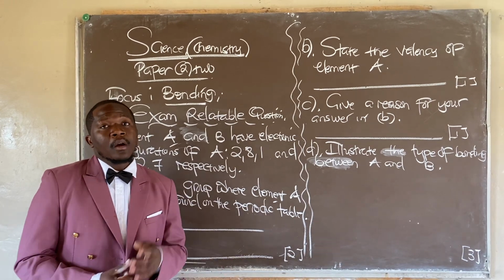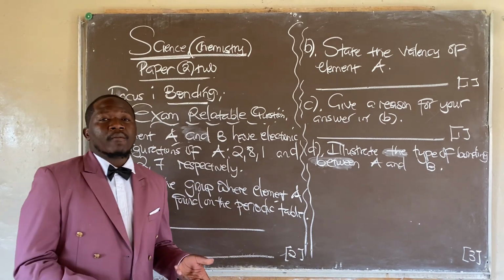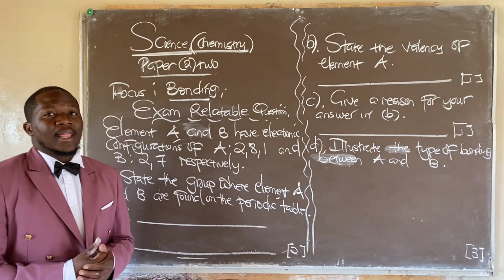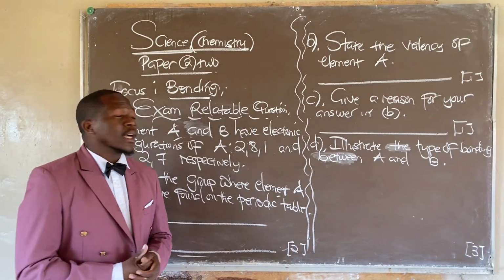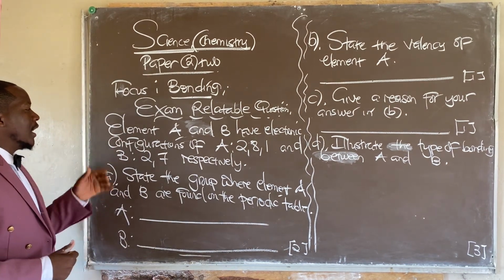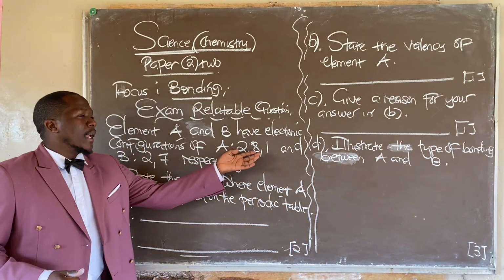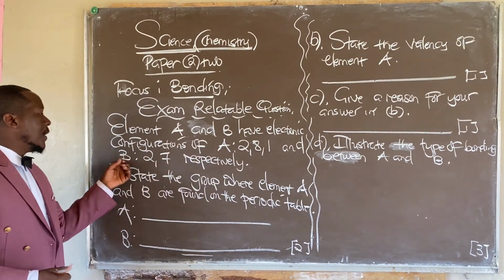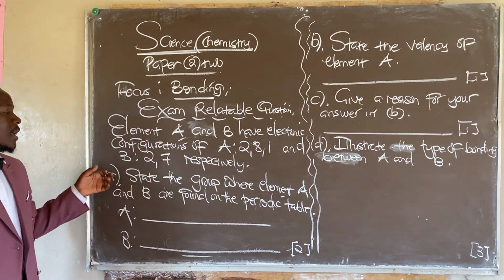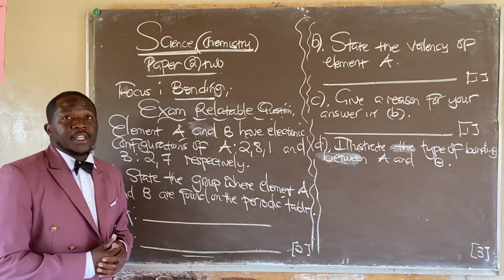In this tutorial, we're going to ensure that we talk about a bonding that's going to involve transfer of electrons from one element to another, a type of bonding called ionic. Let's take a look at the question. Elements A and B have electronic configurations of A, which is 2, 8, 1, and B, which is 2, 7, respectively. A, state the group where element A and B are found on the periodic table.